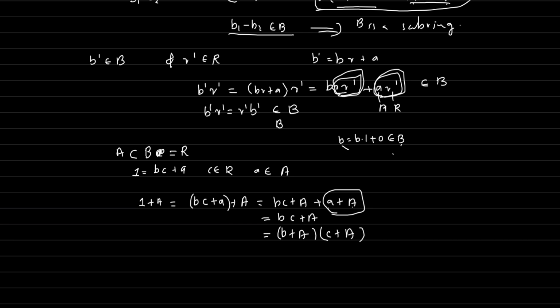So here there exists an element c plus A in R over A such that b plus A into c plus A is equal to 1 plus A. Therefore, c plus A is the multiplicative inverse of b plus A, and b plus A will be a unit in R over A. And b plus A is an arbitrary element in R over A. Therefore, every non-zero element in R over A has a multiplicative inverse. So every non-zero element in R over A is a unit. Therefore, R over A is a field.